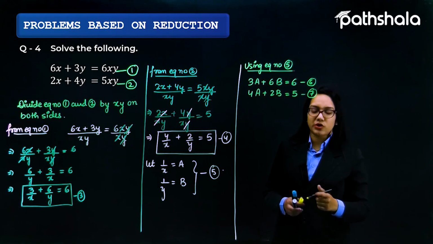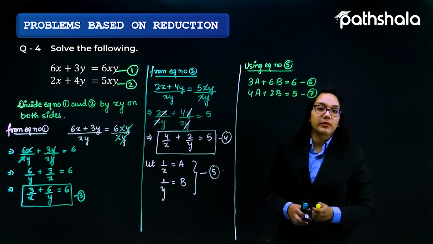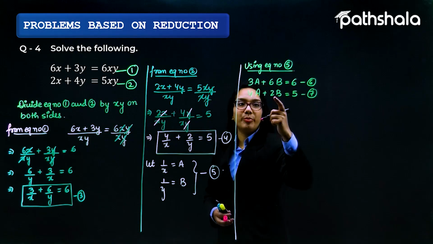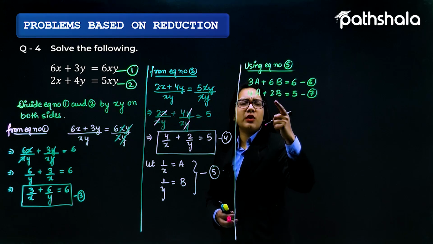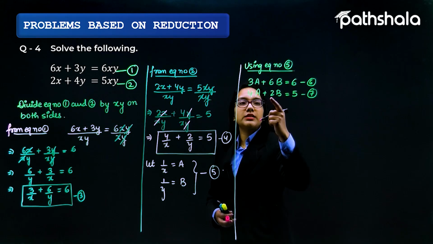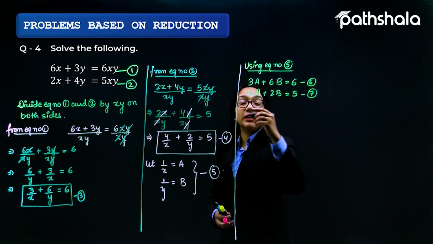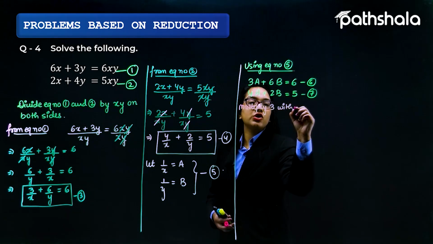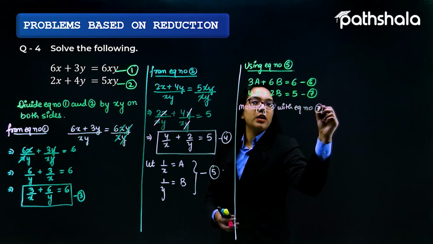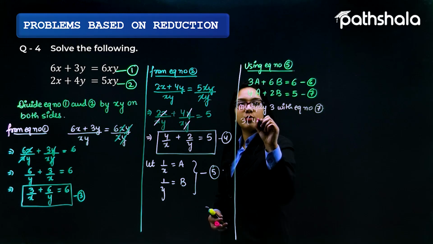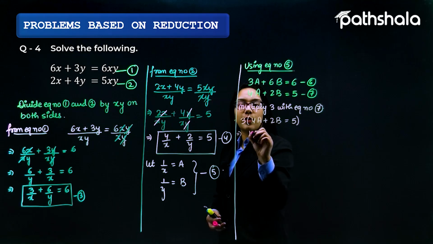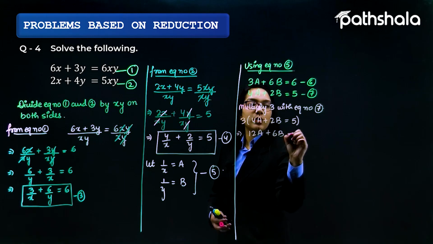So we can solve this equation by any algebraic method, but again I am using the elimination method by making the coefficient of b similar to each other. In order to make it similar, we have to multiply the seventh equation by the number 3. So if I'm multiplying 3 over here, 4a plus 2b equals 5 becomes 12a plus 6b, which is equal to 15.